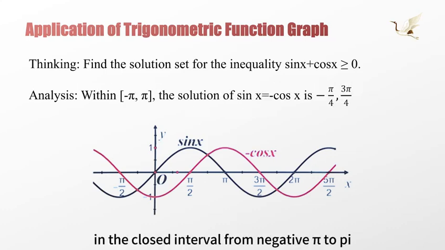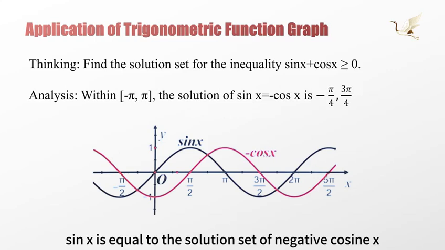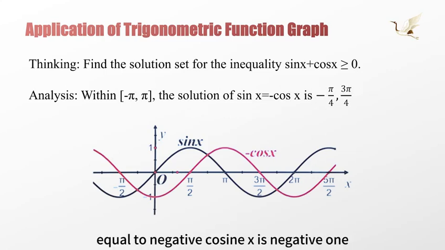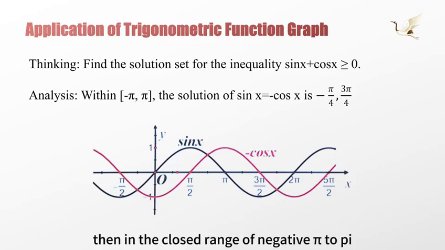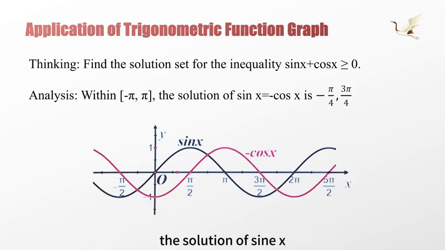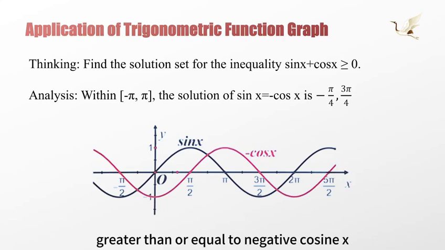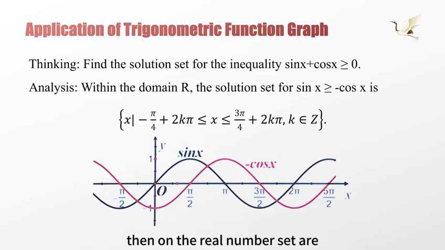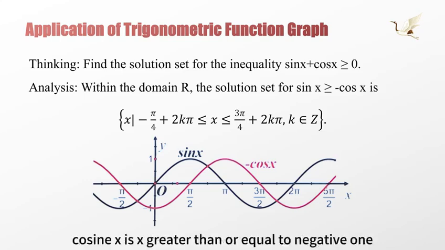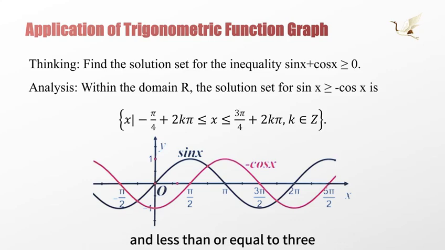Specifically, in the closed interval from negative pi to pi, the solutions of sin x equal to negative cosine x are negative 1/4 of pi and 3/4 of pi. Then in the closed interval from negative pi to pi, the solution of sin x greater than or equal to negative cosine x should be negative 1/4 of pi to 3/4 of pi. Then on the real number set R, the solution set of sin x greater than or equal to negative cosine x is x greater than or equal to negative 1/4 of pi plus 2k pi, and less than or equal to 3/4 of pi plus 2k pi.